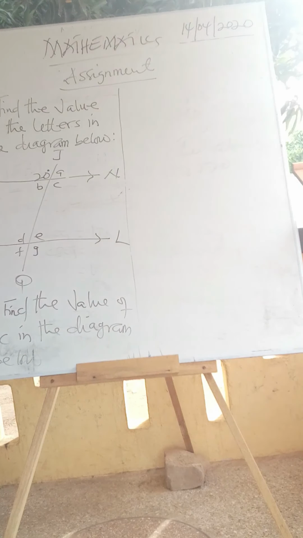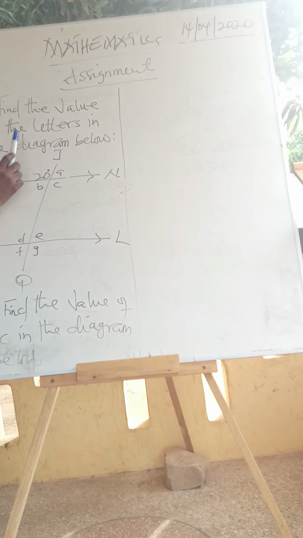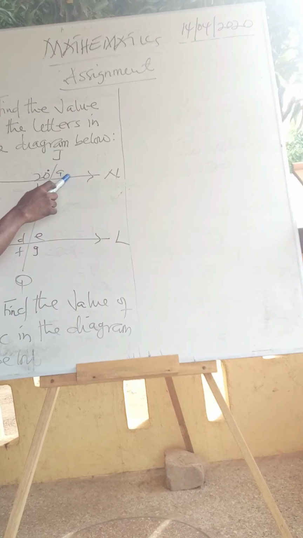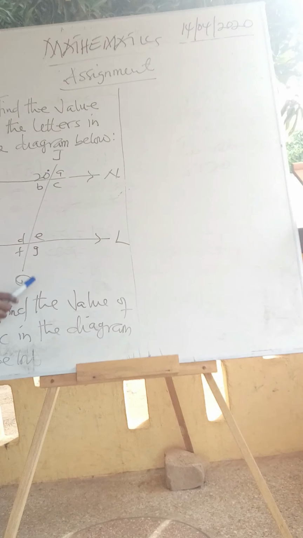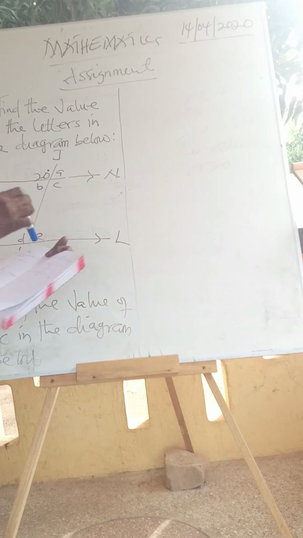Question 1. Find the value of the letters in the diagram below. We have the parallel lines KL and MN, the transversal line JQ. Here angle MOJ, and let's make the vectors with O, MOJ is 20. The angle next to it is A, B, C. Then here too we have D, E, F, G. Okay, so let's move to the second question.